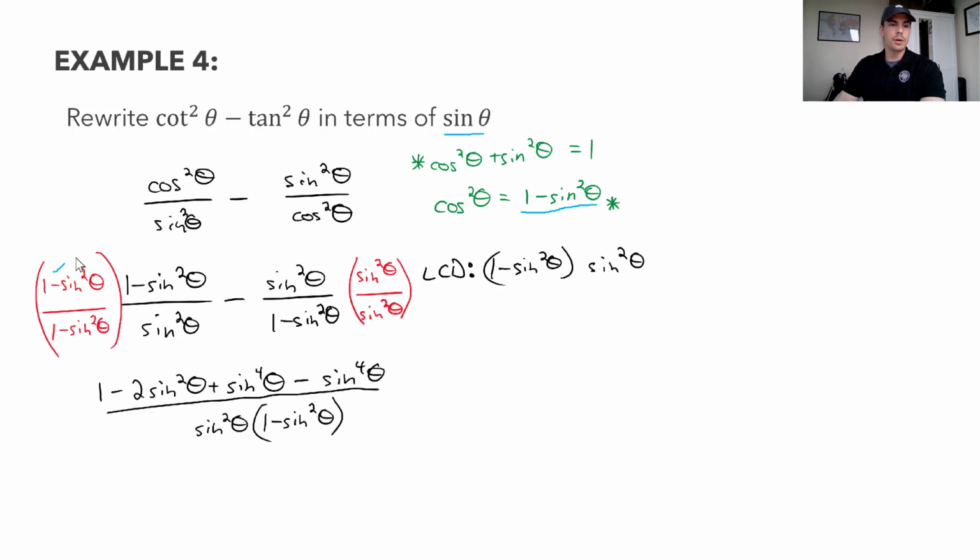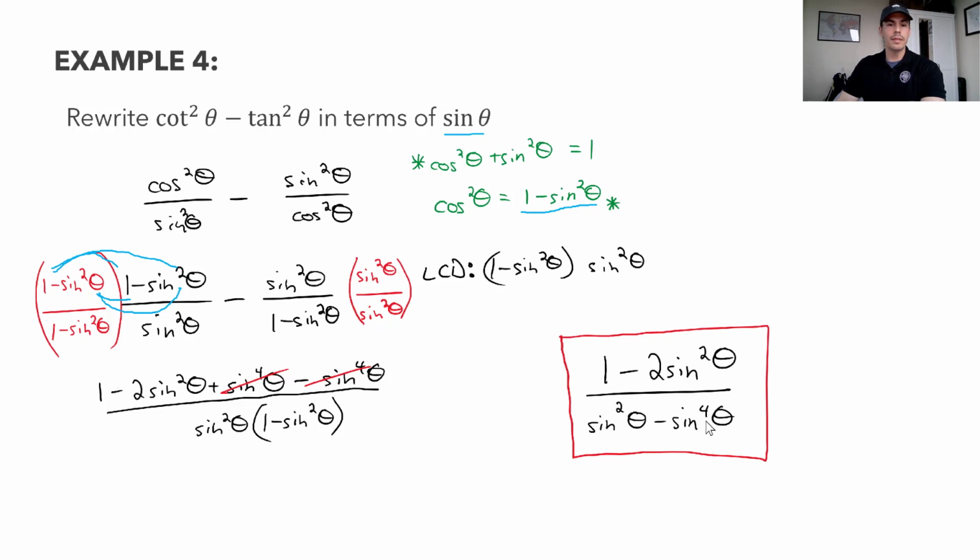And now I just foiled this top part here. That gives me this 1 minus 2 sine squared theta plus sine to the 4th theta. Okay, and then sine squared times sine squared on the second term gives me minus sine to the 4th theta. I got a positive sine to the 4th, a negative sine to the 4th, so those guys cancel out, and I'm left with this expression right here, all in terms of sine.